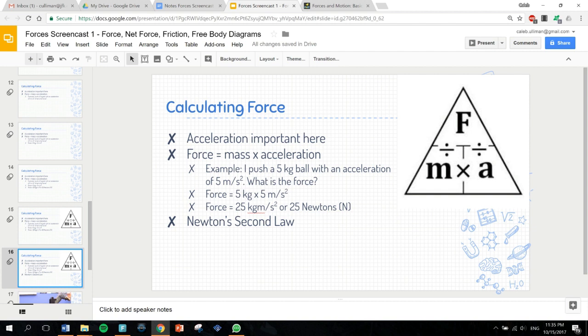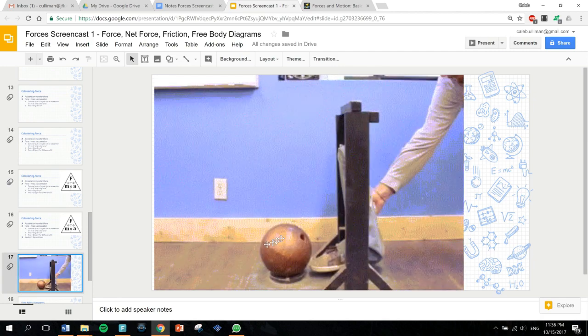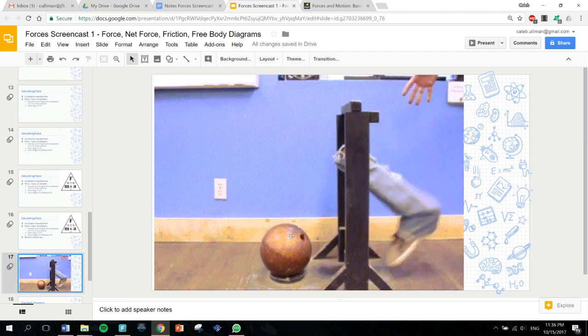So if we really think about it, force equals mass times acceleration. The bigger something is, the more inertia it has, and the more force you need to make it accelerate. So if you have a really large force and a really small mass, you're going to have a large acceleration. If you have a really big mass and a really small force, it's going to be a really small acceleration. So check out this video.